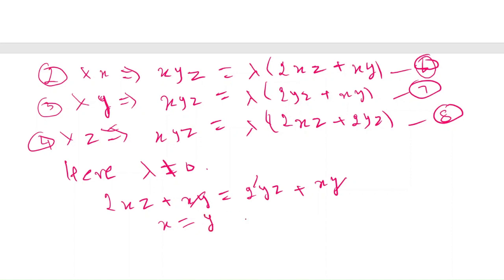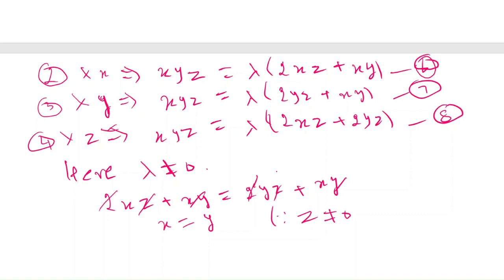We can cancel z also, because z cannot be 0. Since z not equal to 0, if z is 0, xyz will be 0, that is volume will be 0, that is a contradiction, because volume cannot be 0. Before cancelling z, think whether it can be 0 or not. Here z cannot be 0, so we can cancel z. Finally we get x equal to y.